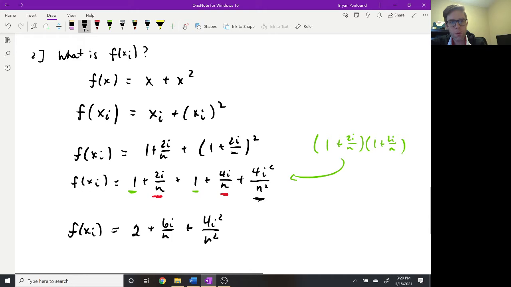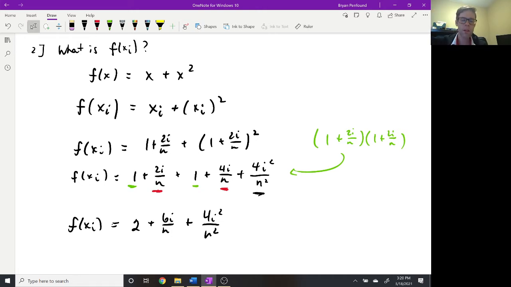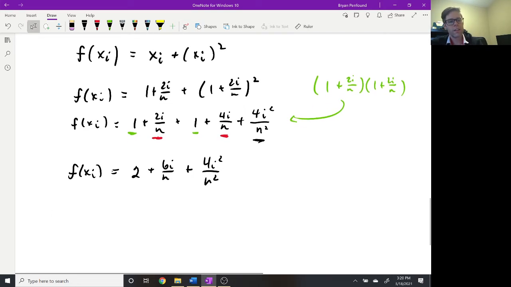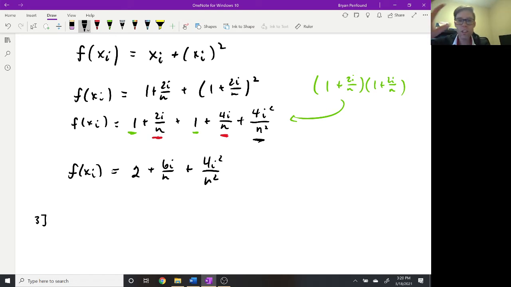And that's what I would consider to be the second step in utilizing the definition. Our third and final step is the annoying part, which is to put it all together.